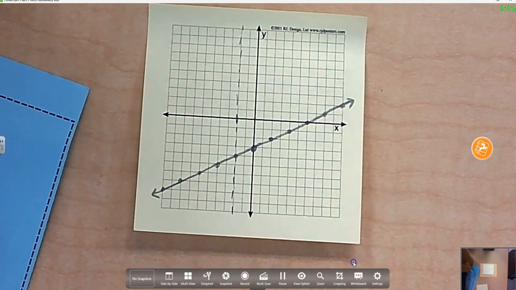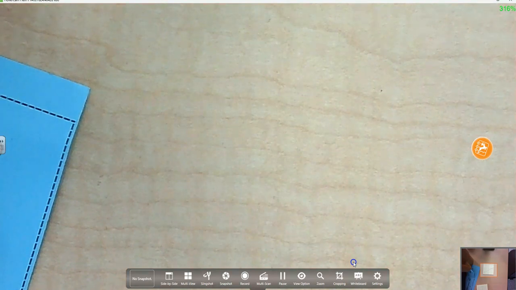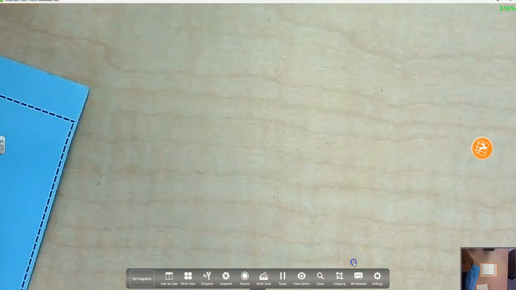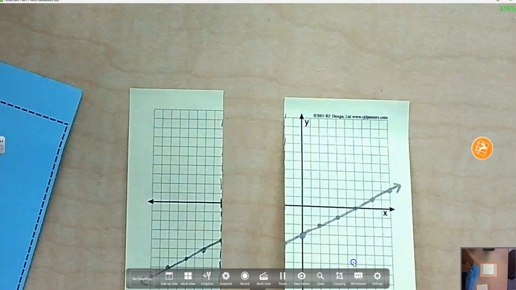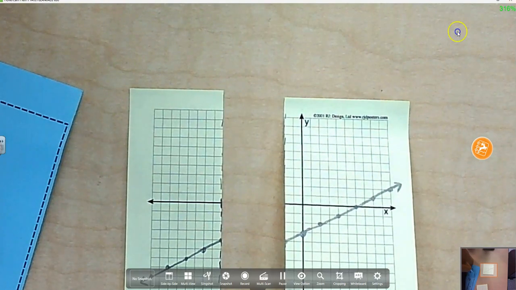And I don't have scissors up here. All right, so I gave you guys scissors, you'll have to share. You're going to take this graph, cut it on that vertical dotted line. You should have these two pieces. Looks like this, right here, whenever you cut it.